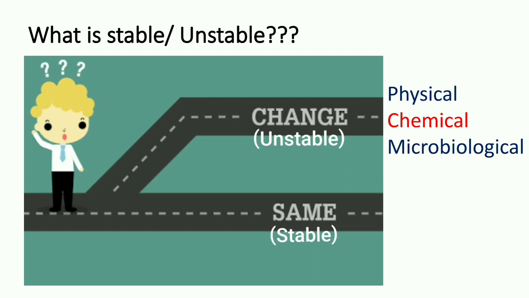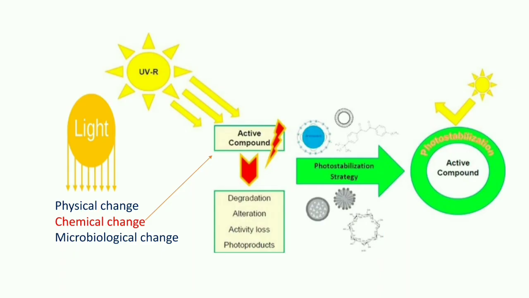As we know, pharmaceutical products may show changes in their physical, chemical, and microbiological characteristics with time. But here in this lecture, we will discuss the changes occurring only due to the light. We will focus mainly on the chemical changes, that is, on photochemical degradation. Later, we will also discuss the techniques or the approaches to prevent this photodegradation.